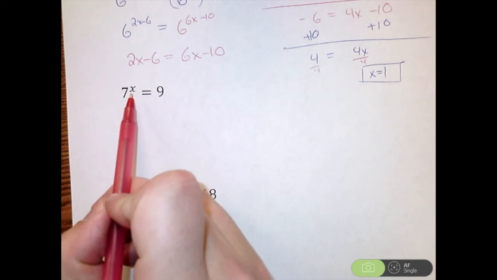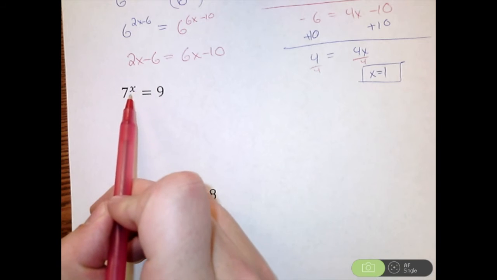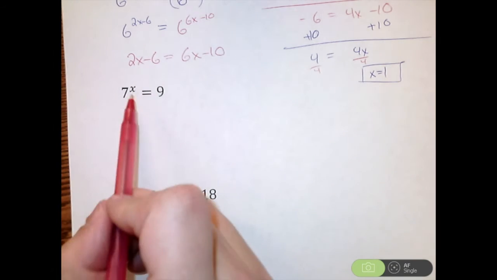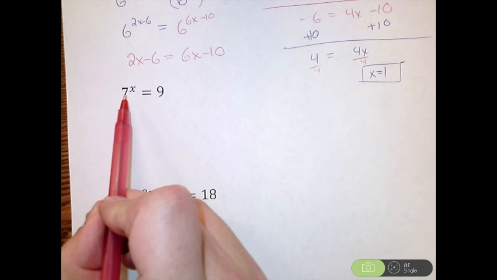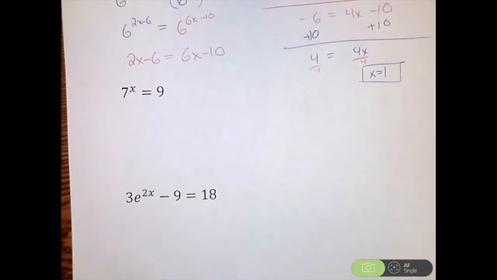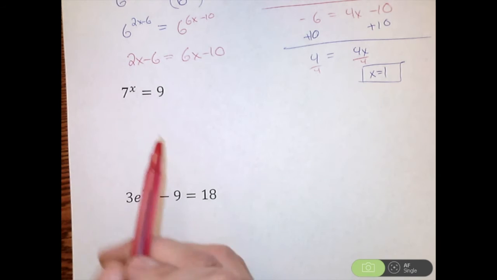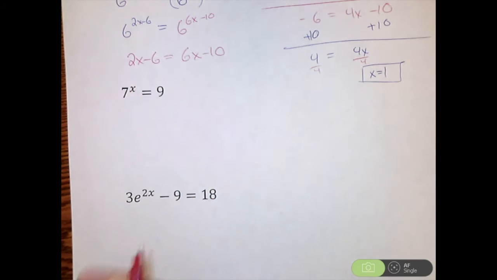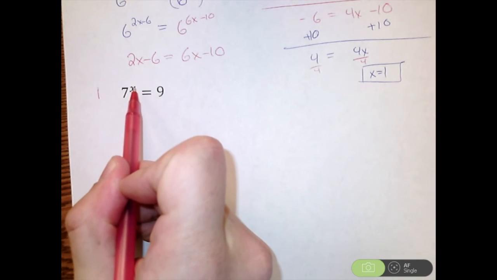So right now the variable that I'm trying to get by itself is up in the exponent here. So I have to think, how can I get rid of this base of 7 so that I can get this x all by itself? Well, this is where logs come in. I'm trying to solve for the exponent there. So what I'm going to do is, notice how this is a base of 7 raised to an x.